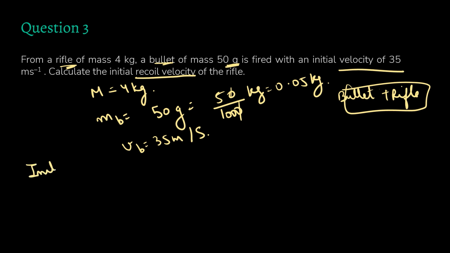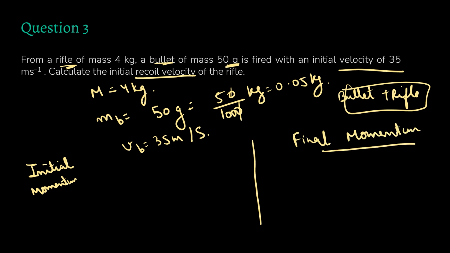So let's calculate the initial momentum, and then we'll calculate the final momentum, and then we'll equate them. This is similar to the question which we did earlier. We just equate them because of the law of conservation of momentum. Momentum can neither be created nor be destroyed. Your initial momentum of the rifle and bullet system will be before firing, and your final momentum will be after firing. So we need to calculate the initial and final momentum, and we will equate them, right?